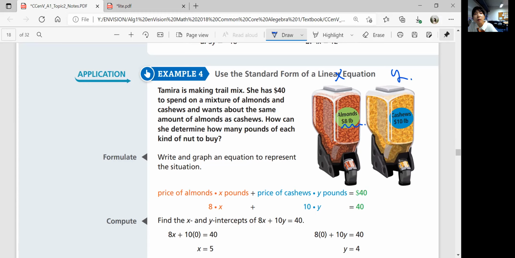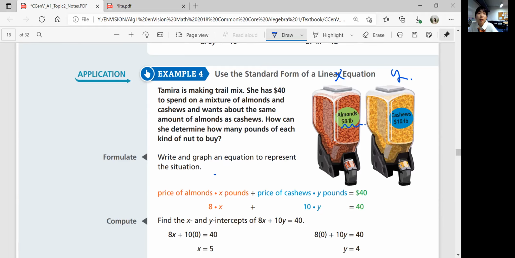And we're gonna use this information, $8 per pound for almonds. So 8 times how many pounds, each pound will be the total price of almonds. 10 times Y will be the total price for cashews. And the total of both of the mixture has to be 40.